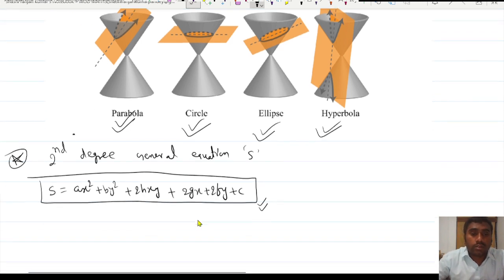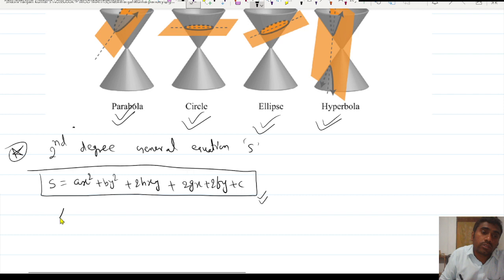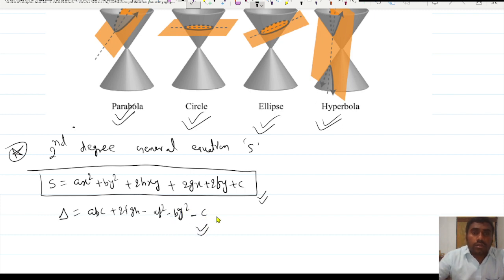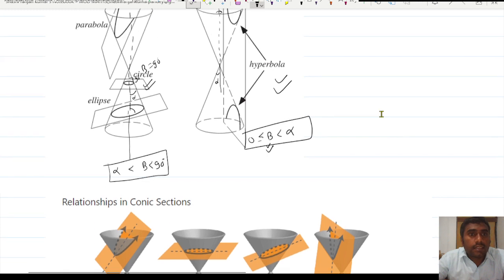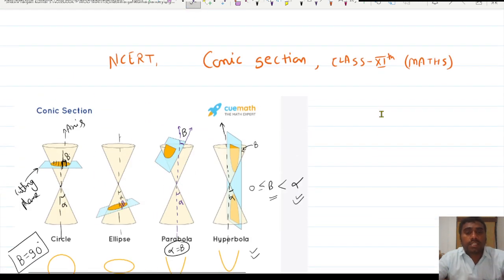There is also a delta, so it depends on the value of delta and the coefficients, right? So what is delta? Delta is equal to abc plus 2fgh minus af square minus bg square, minus c also, I think. So that we'll discuss. So see here, this is the overview of this conic section.